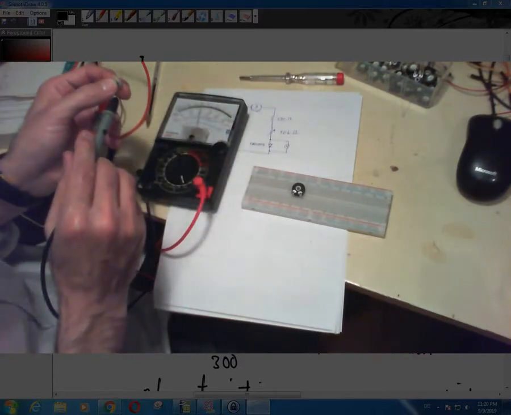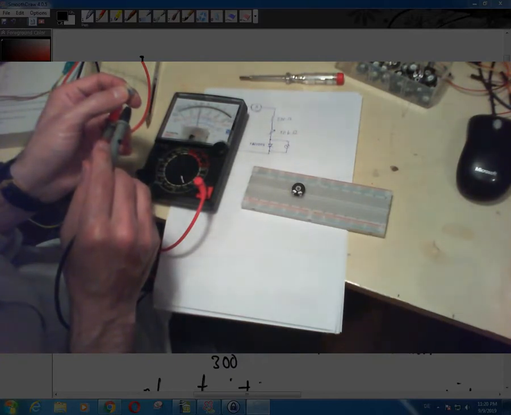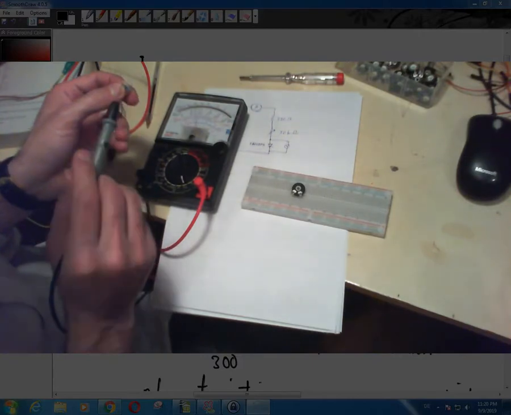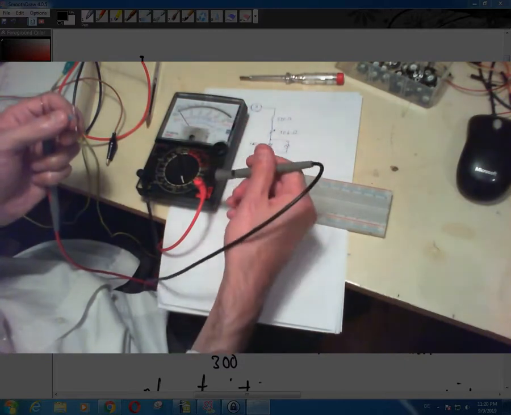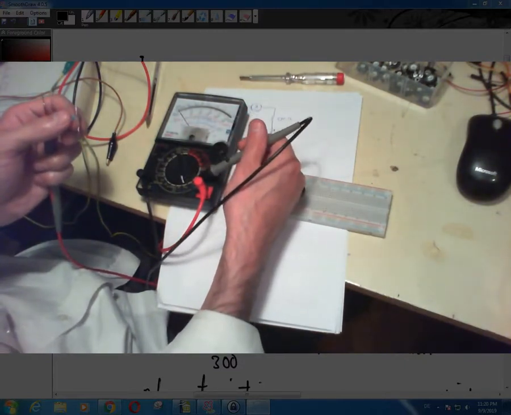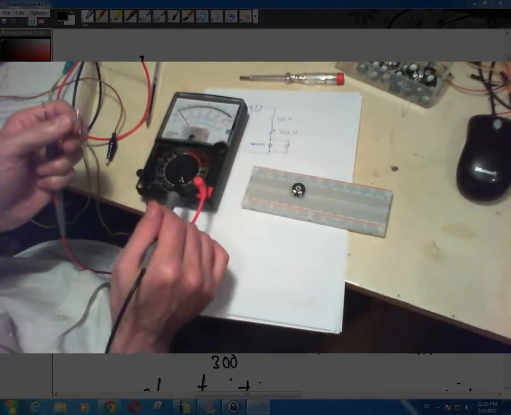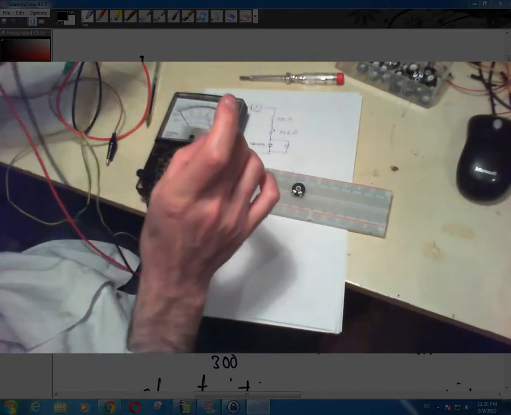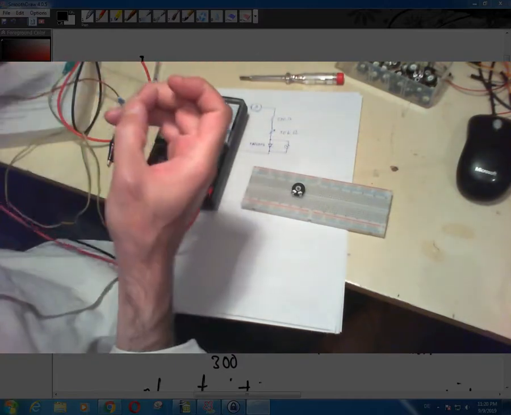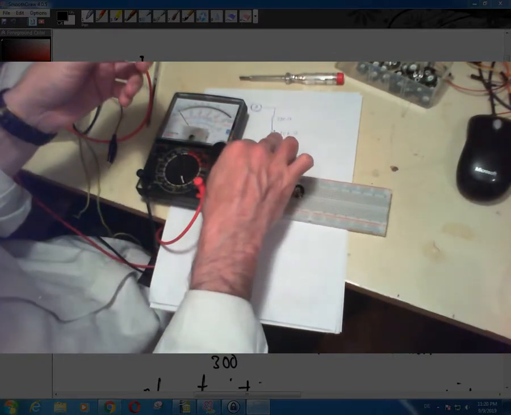So that's around 30, 34, let's say. That's 340. Now I'm reading 34 here, and I have to multiply it by 10 because I've set the multimeter to ohms times 10. So that's 340 ohms, for example. Now this 340 ohms, I connected to one of the leads of this potentiometer.